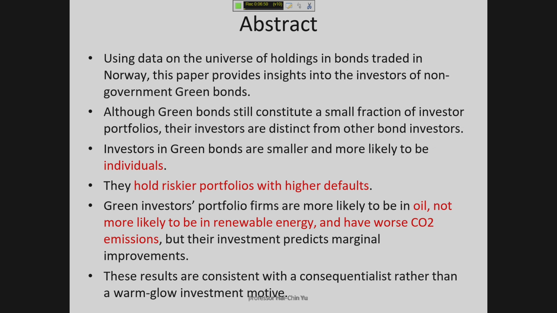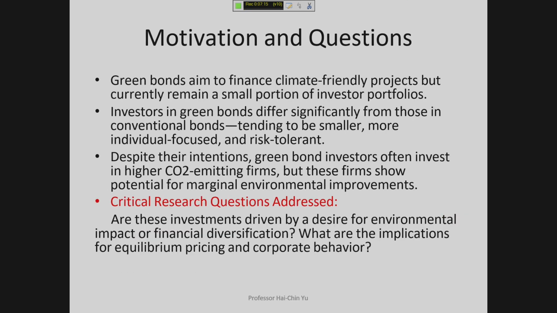So this paper has a special feature in the dimension of its dependent variables, which are the risk measures: volatility, holding period, and default rate. And also they control for different green bond types. So we can know a lot about the heterogeneity of the investor type.